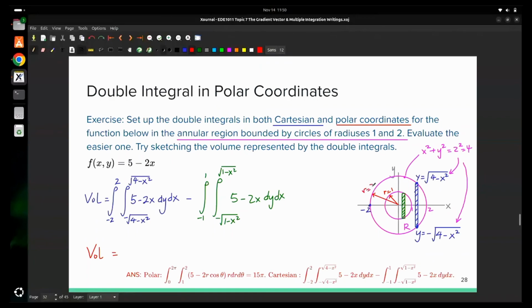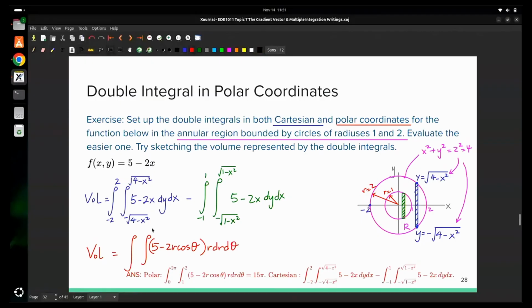Okay, so I just double integrate again. Then the function cannot change. The function is 5 minus 2x. So I have 5 minus 2, then x is just R cosine theta. I put brackets. Then the dA is actually R dr d theta. This one we discussed before already.